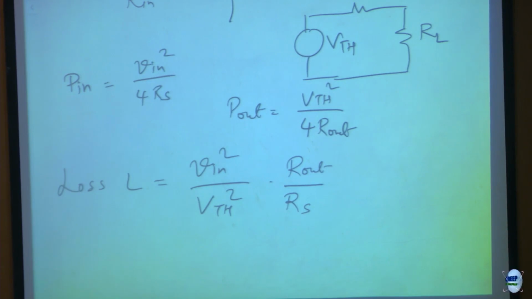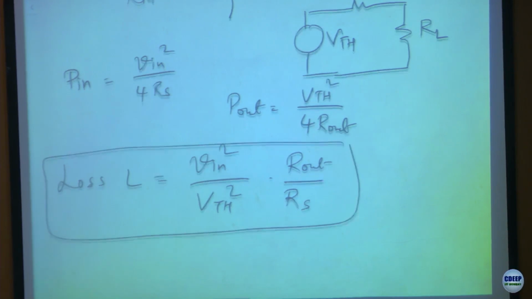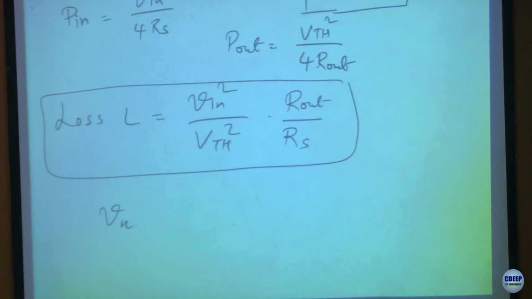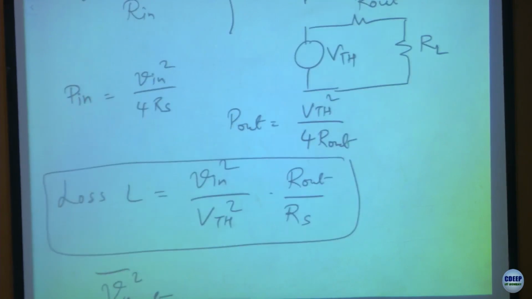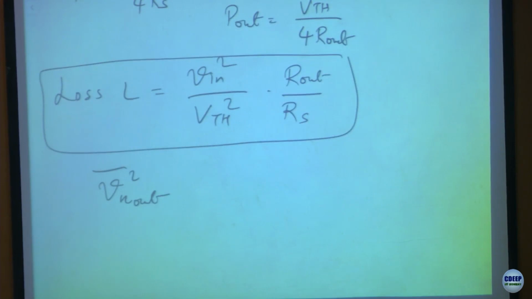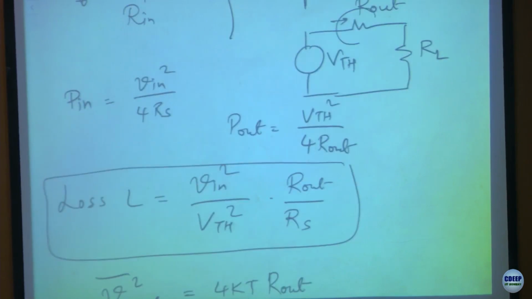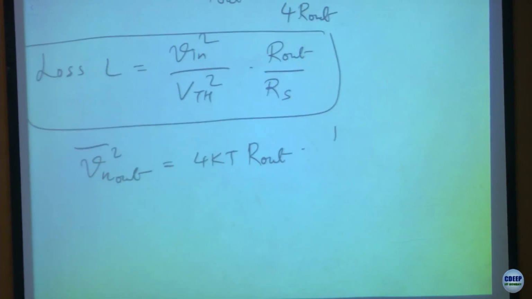And so that's one expression, and the other expression is the Vn out, which is due to this R out. That R out is the loss, right, because it's the real part of the impedance looking back in, and the noise is given by 4 kT R out. Then you will see the noise at the output in a voltage divider fashion, so that would get multiplied by RL divided by RL plus R out.